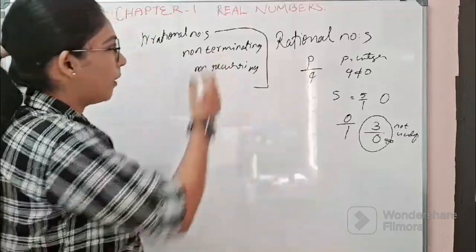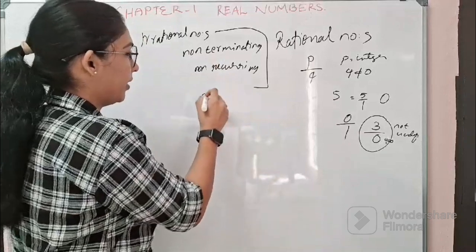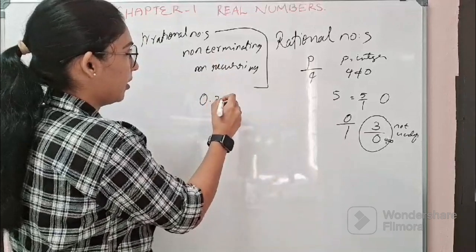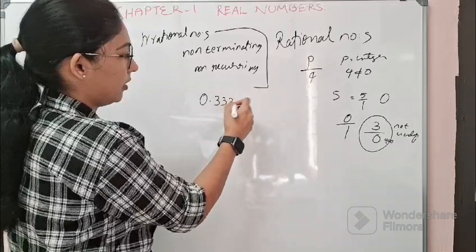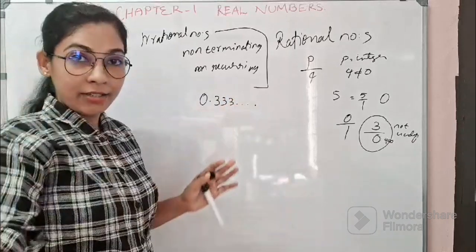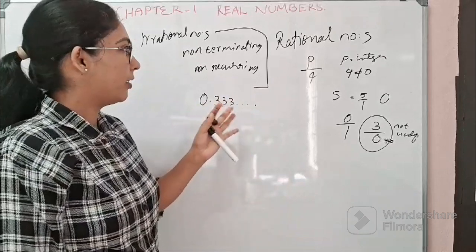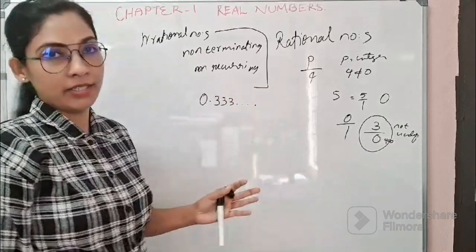So, what is non-terminating numbers? Suppose a decimal number like 0.3333 etc. This number ends in infinity and repeats the same number. So, 0.33 is a non-terminating number.